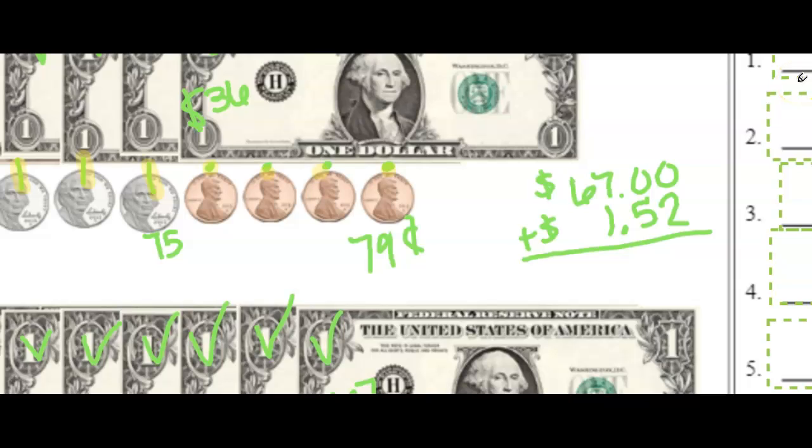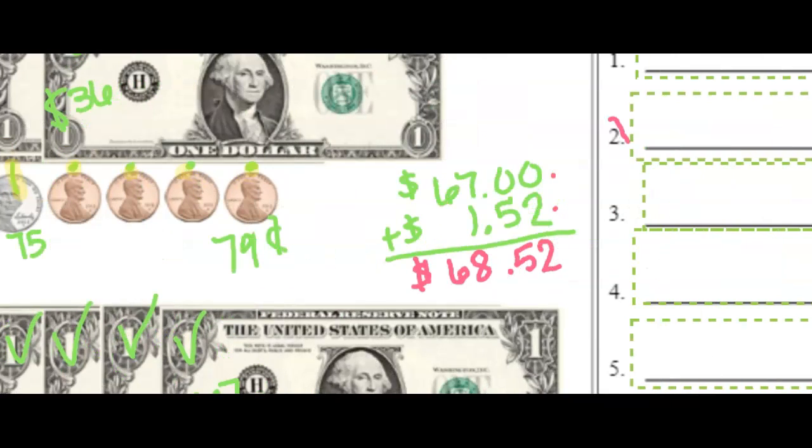Then I can add my change and my bills. 0 plus 2 is 2. 0 plus 5 is 5. 7 plus 1 is 8. And 6 plus nothing is 6. So go ahead and type in number 2, $68.52.